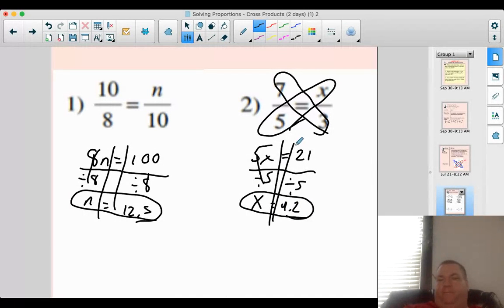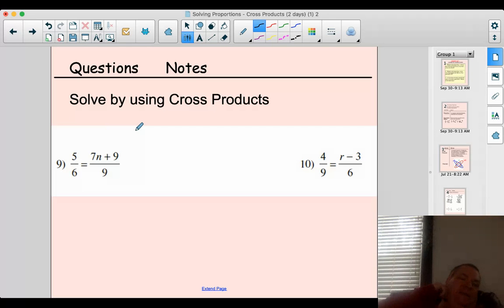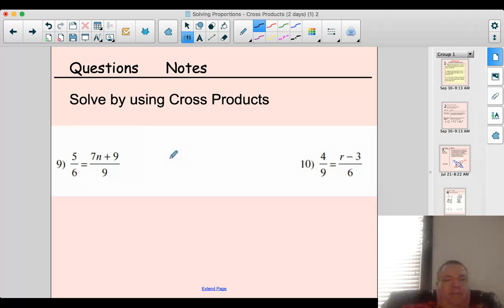Okay. So, a shortcut you may be noticing here is we end up multiplying the two numbers that are diagonal from each other and then dividing by the one that's across from the x. So if you see that, feel free to use it. But this is the idea that we're setting up here.